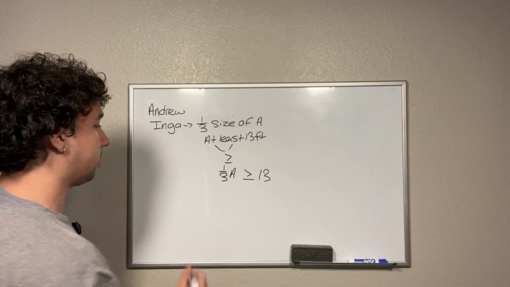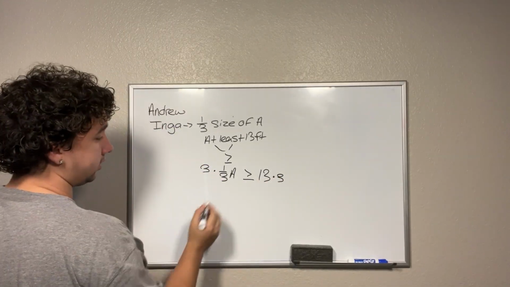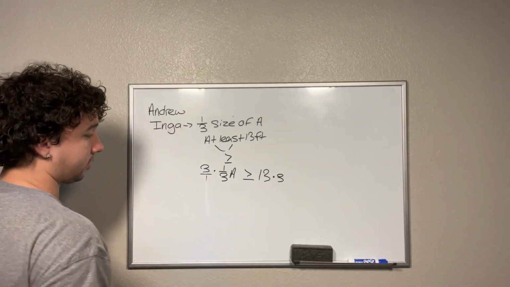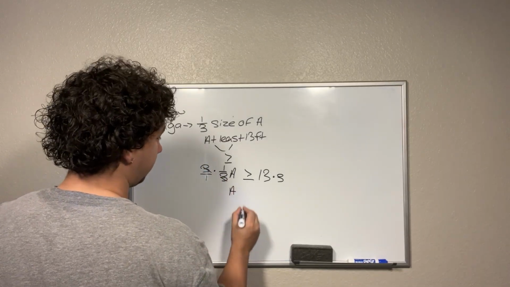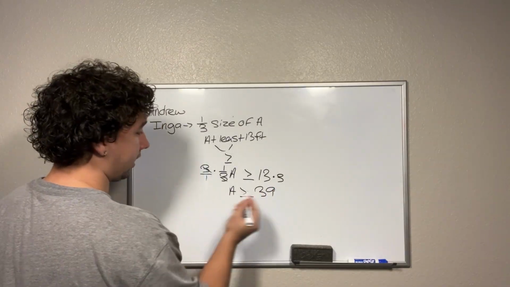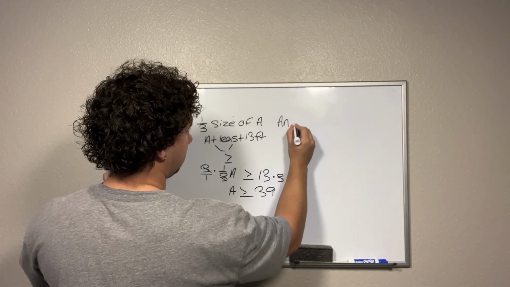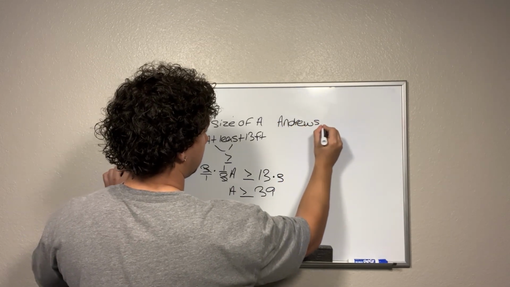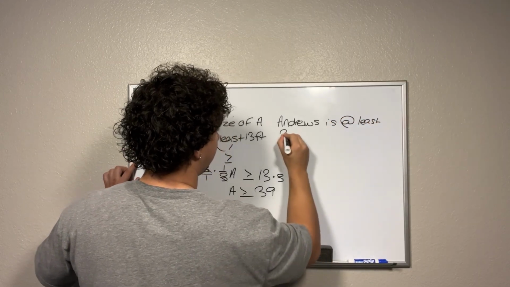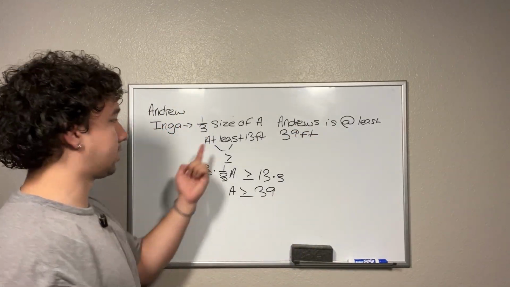So what am I going to do here? Well, I'm going to multiply both sides times 3. That's going to undo this because it's the same thing as 3/1. So I am still dividing by this fraction, right? Well, these are going to cancel out, just giving you A is greater than or equal to 13 times 3 is 39. Well, so now we know that, if I want to do a word problem, word answer, right? This is a word problem. I would say Andrew's is at least 39 feet. Right? Because all I cared about is Andrew. I don't really care about Inga, to be honest with you, because I already know what Inga is.